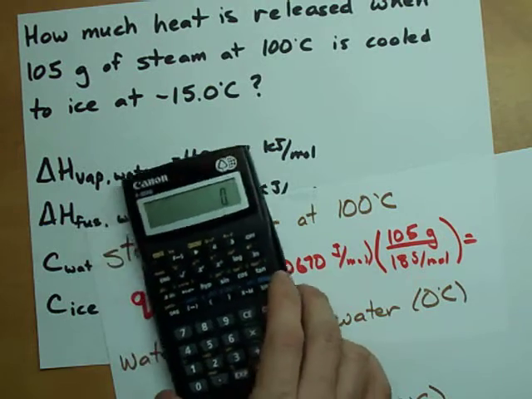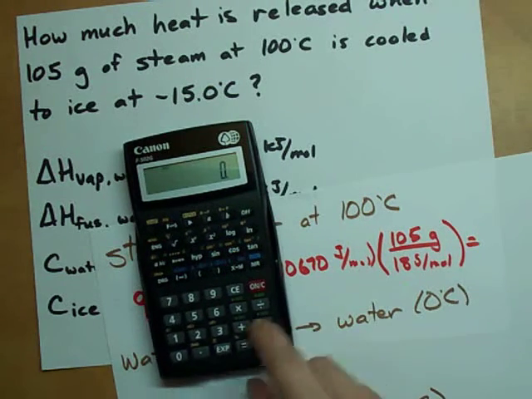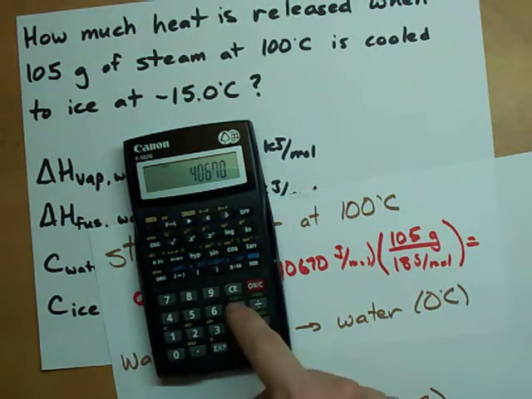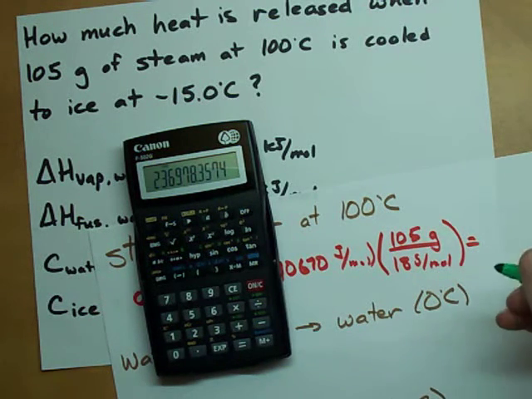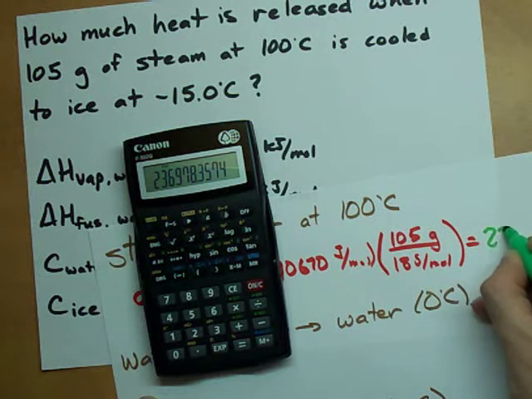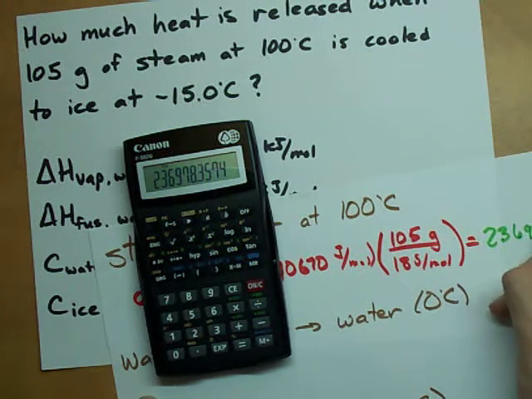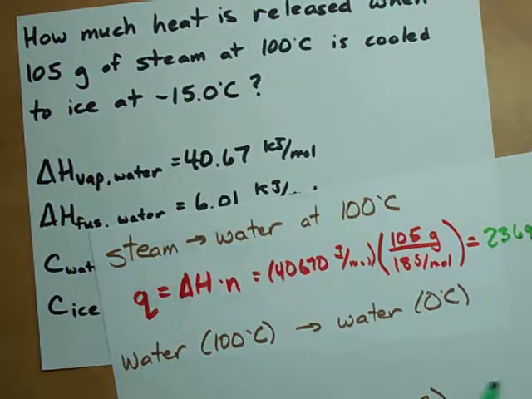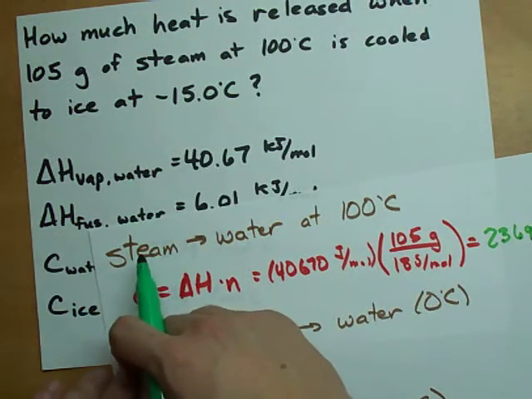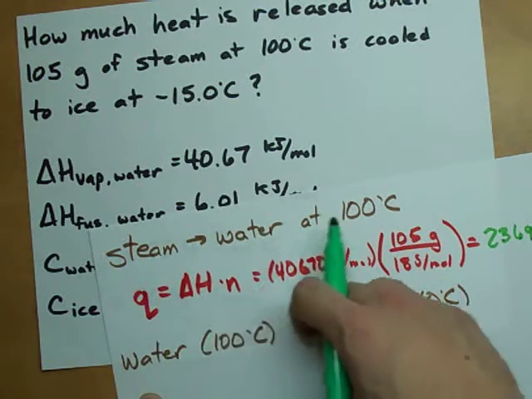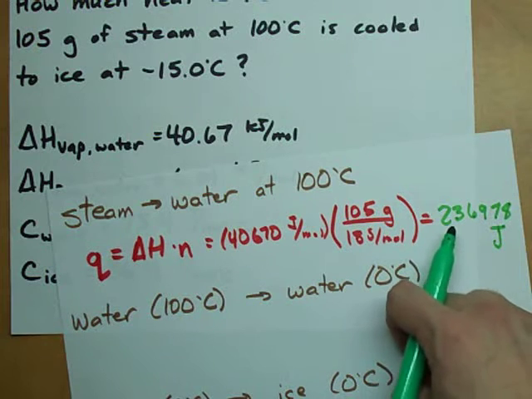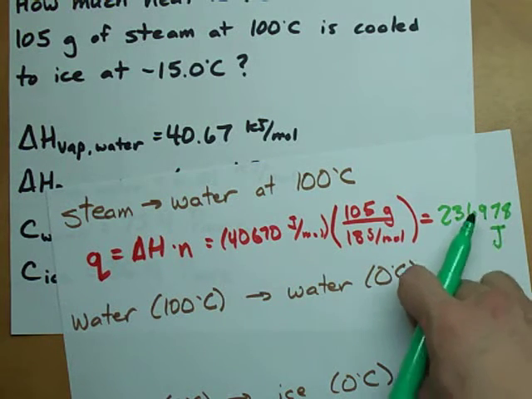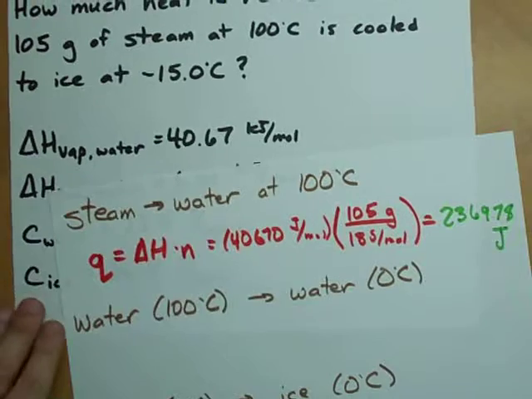I'm going to plug this into my calculator, so I get 40,670 times 105 divided by 18. I get 237,978.33, and that's in joules. So when I'm cooling 105 grams of steam to water, even though the temperature stays at 100 degrees Celsius, I'm losing 237 kilojoules of energy.